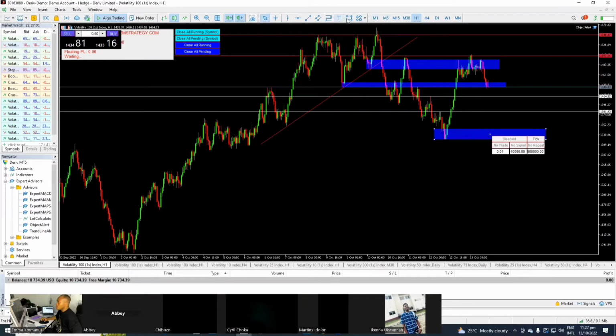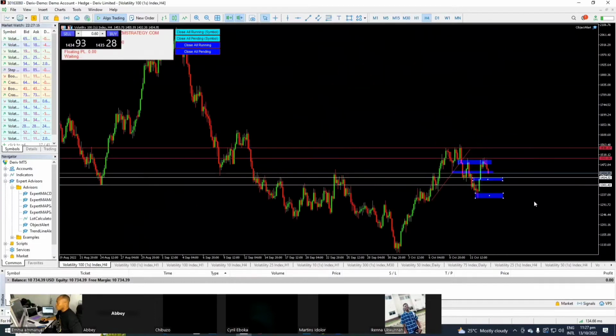So this level should be our first take profit, because the market can have a turning point at this level. The market might like to have a turning point here. So here should be our first take profit, and here should be our second take profit.